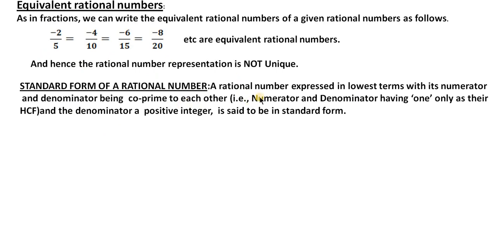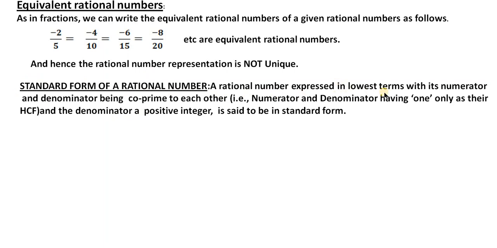So, the standard form of a rational number. The standard form means, as you have learnt in fractions, reducing a given fraction to its lowest terms. You will be cancelling the numerator and denominator with their HCF and reducing it. When the numerator and denominator become co-prime, you say it is in lowest terms. The same thing applies here.